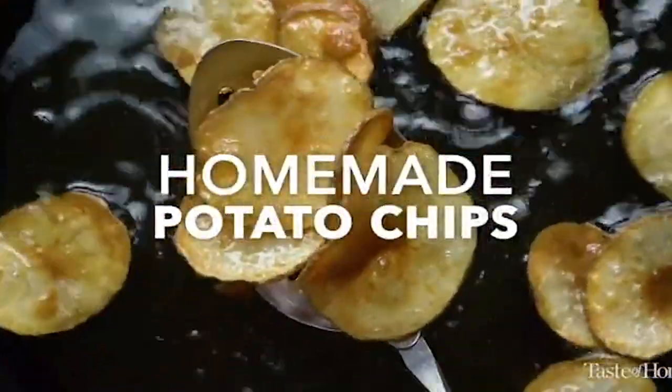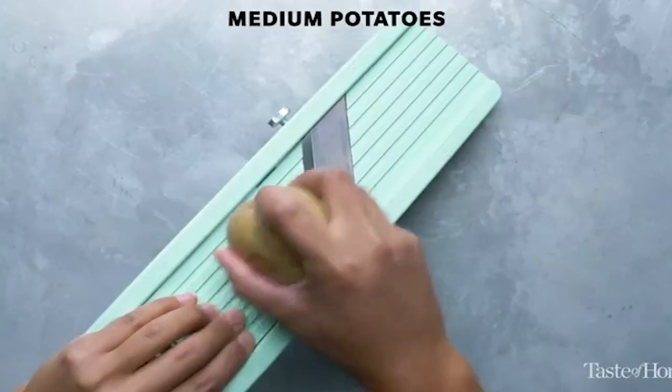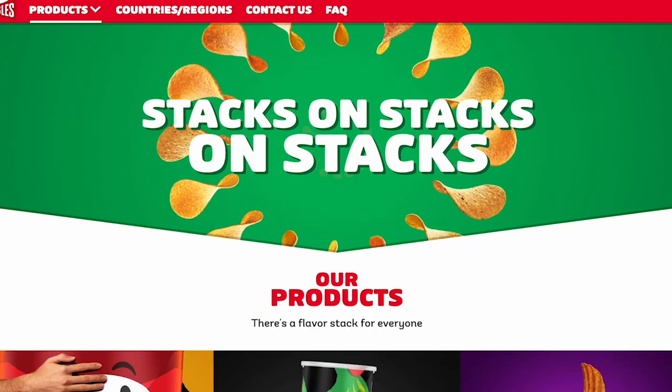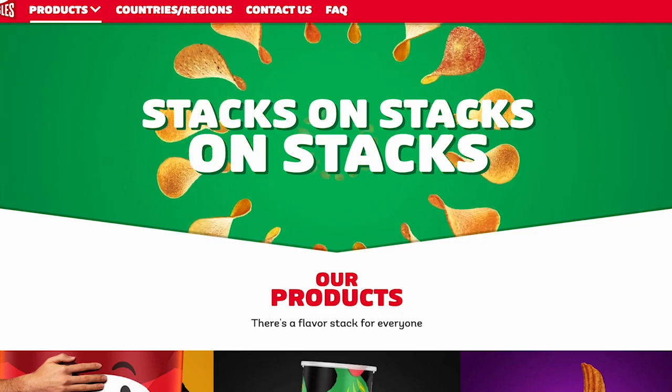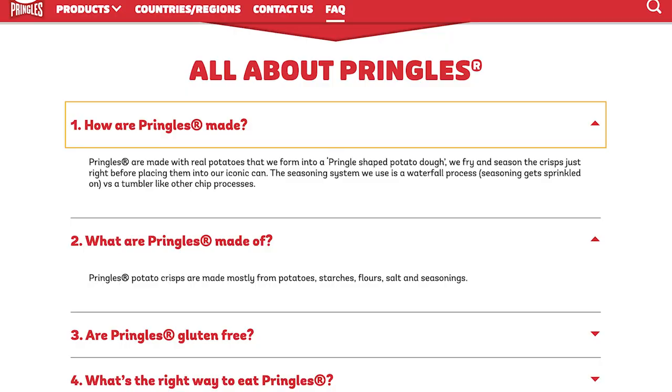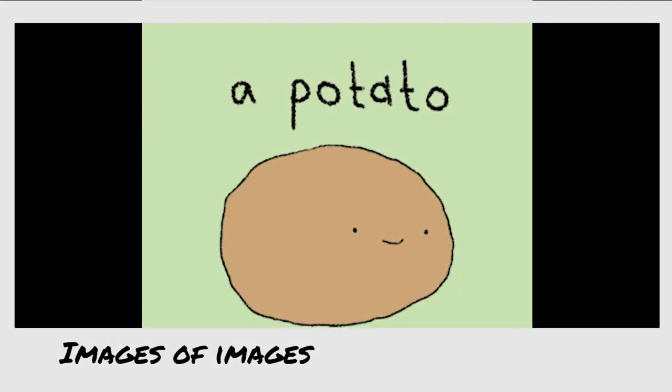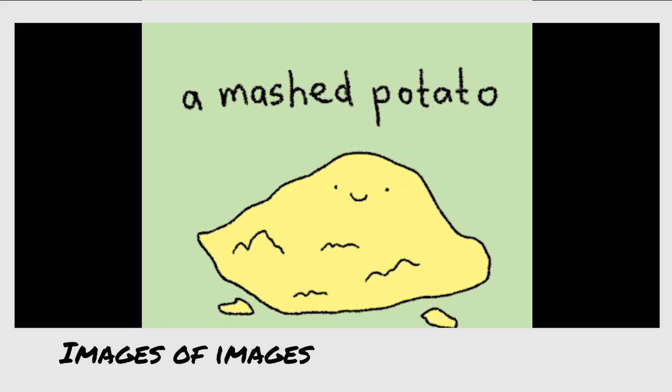Regular potato chips are fried, or sometimes baked, slices of potato. Pringles, however, are the original stackable snack with a savory potato taste. The uniform edibles are made of what the company terms Pringle-shaped potato dough. For our purposes, this processed crisp is an image of an image, as it is an approximation of an actual potato chip that has a direct relationship to a real potato.